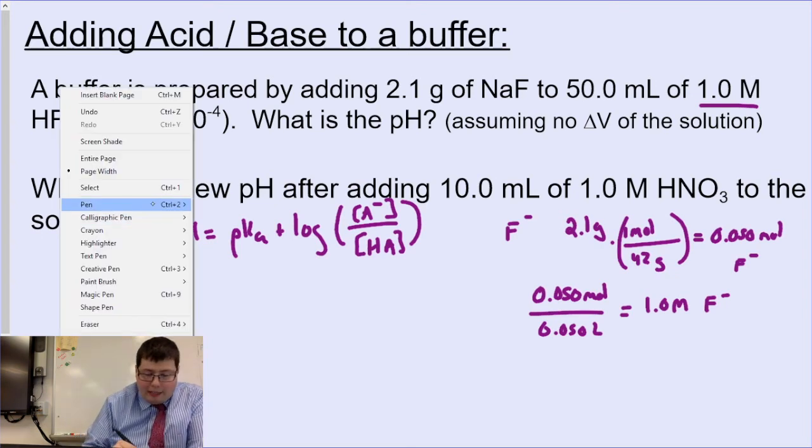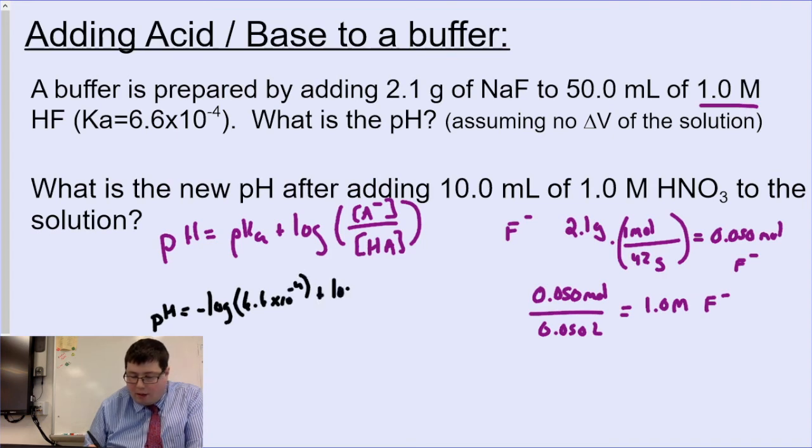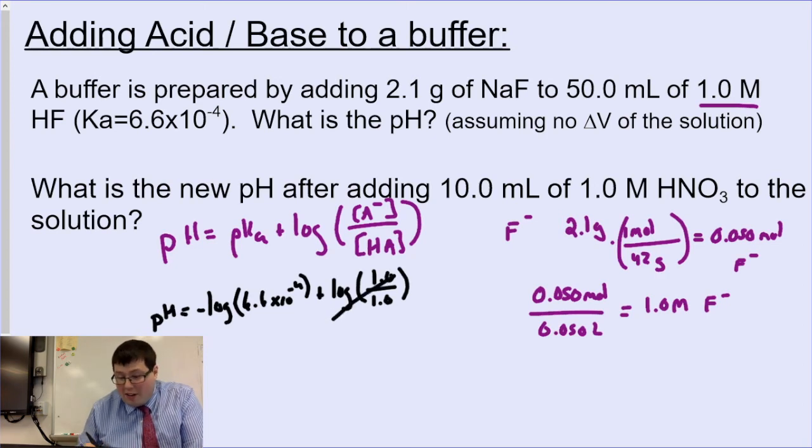From there, I'd go ahead and plug into my equation. pH equals the pKa, which is just minus the log of 6.6 times 10 to the minus 4th, plus the log, remember that p means minus log here, of 1.0 divided by 1.0. And if you remember from math class, the log of 1 divided by 1 is log of 1, and the log of 1 is just 0. And so here my pH is going to be equal to my pKa. So when I take the negative log of my 6.6 times 10 to the minus 4th, it looks like I get 3.18 as the original pH of my buffer solution.